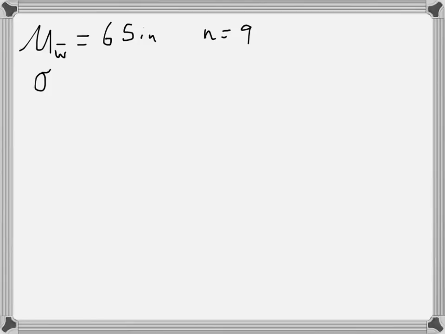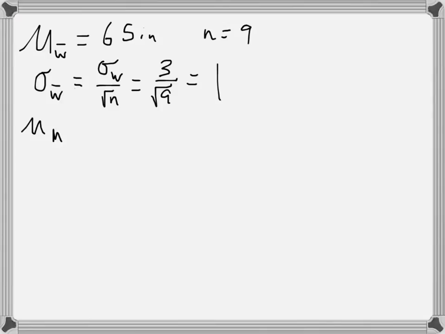So the standard deviation of all sample means of the females is going to be the original population standard deviation divided by the square root of the sample size. The original standard deviation we said was 3, sample size was 9, so that works out to a clean 1.